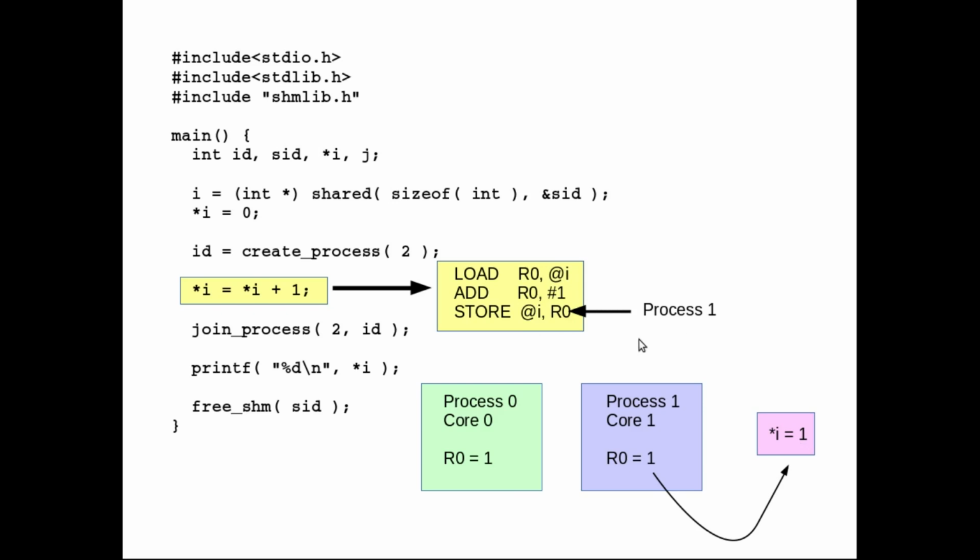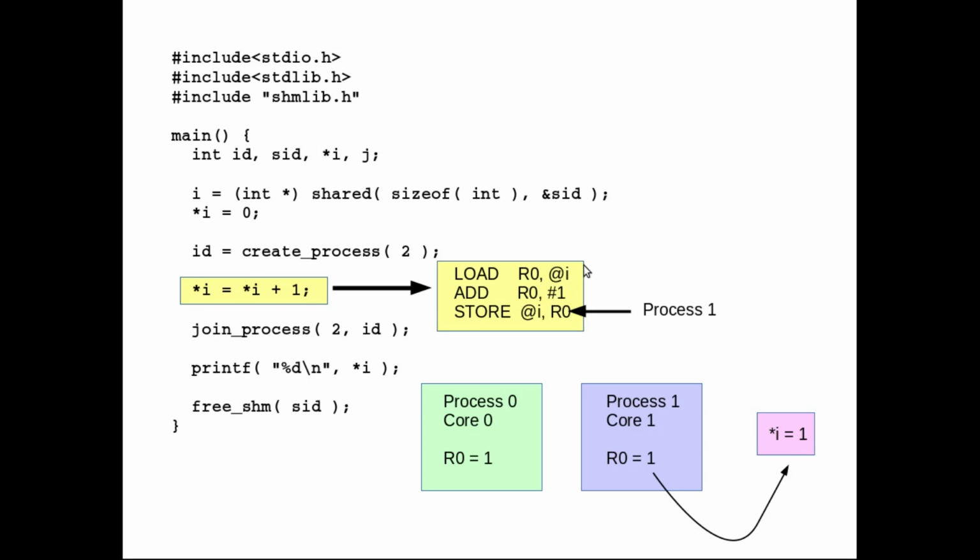So by this time both the processes have executed this increment instruction, both have completed execution, and now if we look at the value of the shared variable, it's only 1, whereas it should have been 2, but it is only 1.